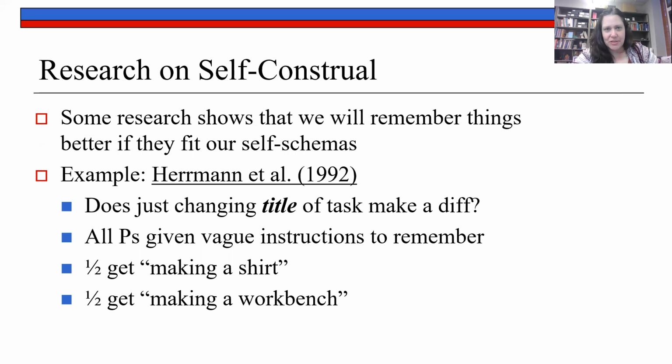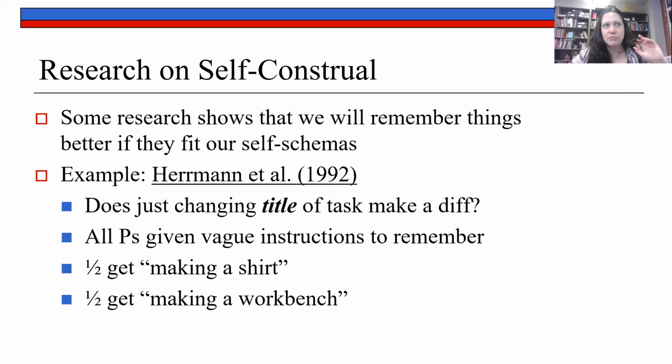So half of the participants were told, these are instructions that you need to remember for how to make a shirt, like sew a shirt. And then half of the participants were asked to think about this task in terms of how to make a workbench with tools like hammers. Clearly sewing a shirt is more feminine. Using hammers and nails to make a workbench is a more masculine task. They randomly assigned participants to each of these conditions. So you have some women getting the female task, some women getting the male task, and the same for the men. So you have matched gender versus cross-gender conditions in the study.